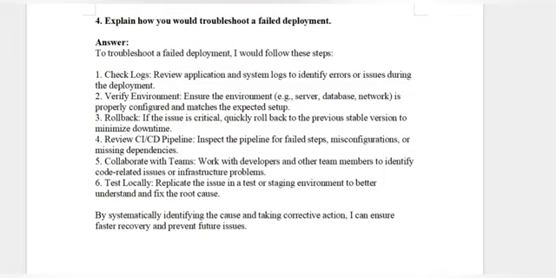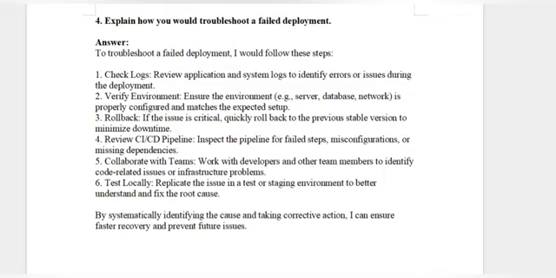The next question: explain how you would troubleshoot a failed deployment. The answer to this question is, to troubleshoot a failed deployment, I would follow these steps. First is check the logs. Review application and system logs to identify errors or issues during the deployment. Second is verify the environment. Ensure the environment, that is server, database, or network, is properly configured and matches the expected setup. Third is rollback. If the issue is critical, quickly roll back to the previous stable version to minimize downtime.